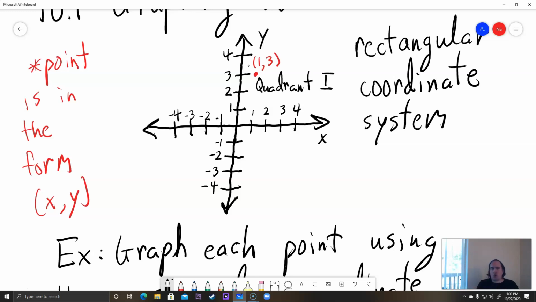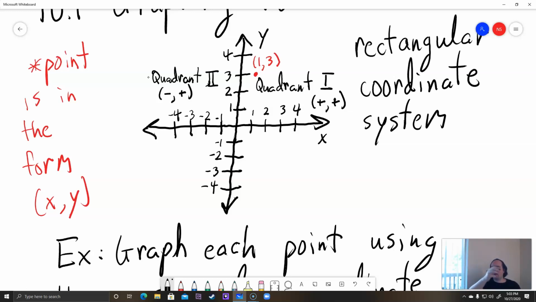What makes it Quadrant 1 is that it's in the top right corner, and in Quadrant 1, your x and your y are both positive. While we're at it, let's look at Quadrant 2. You go counterclockwise, so Quadrant 2 is over in the top left corner. In Quadrant 2, your x is negative, but your y is positive.